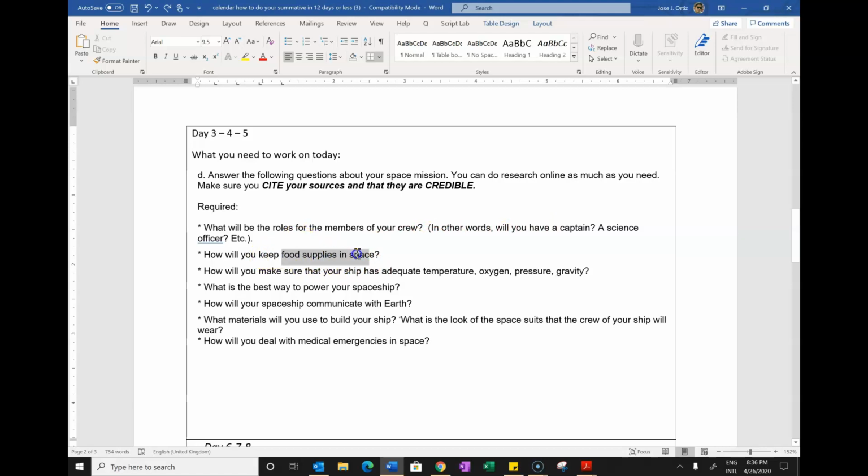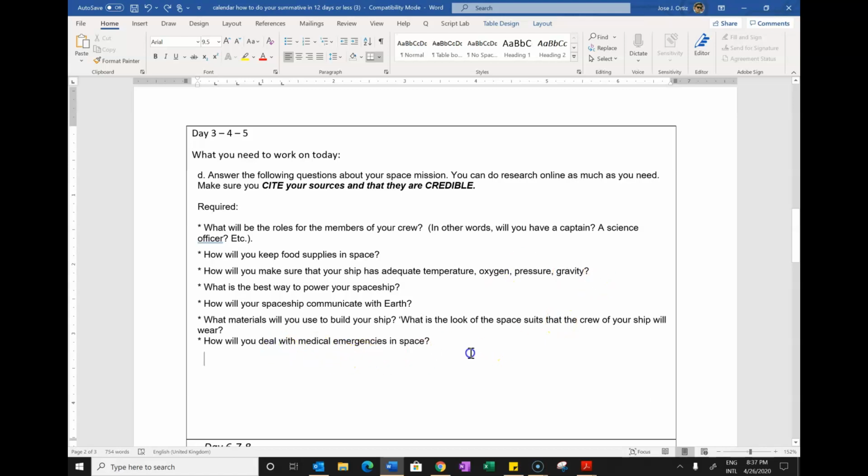How will you keep food supplies in space with current technology? How do you make sure that your ship has adequate temperature, oxygen, pressure, and gravity? This is known as life support systems. What is the best way to power your ship? How will your spaceship communicate with Earth? What's the technology available now to communicate with space missions? What materials will you use to build your ship? And what do the spacesuits look like? Which is where you have to get a little creative.